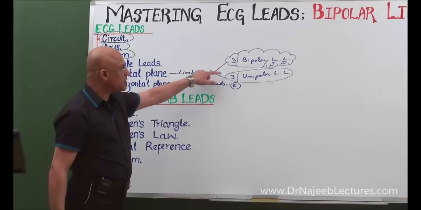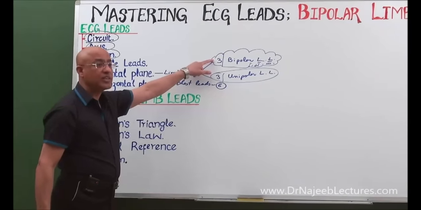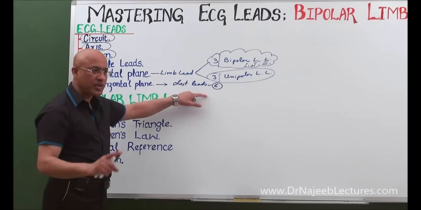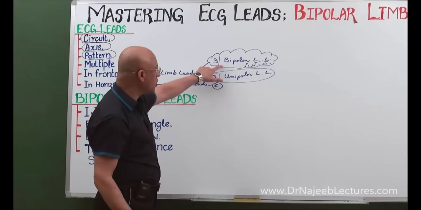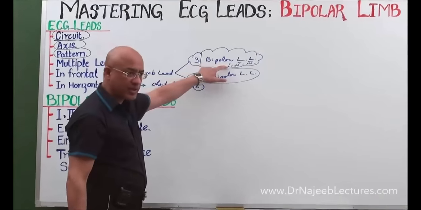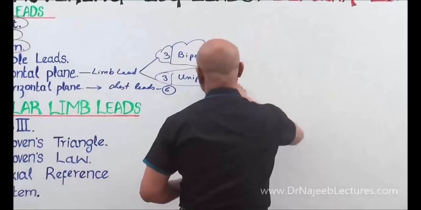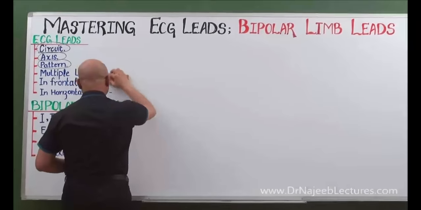Three bipolar limb leads and three unipolar limb leads added together, how many are conventional ECG leads? 12 leads. How many conventional ECG leads are there? 12 leads. So from now onward, let's focus in detail on bipolar limb leads, especially in relation to Einthoven's triangle and Einthoven's law.